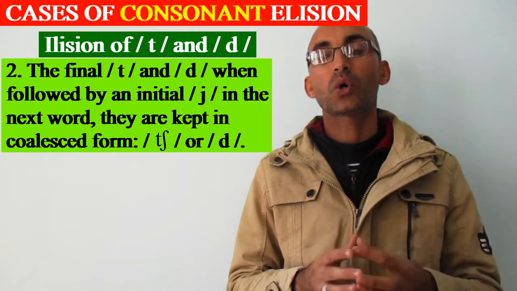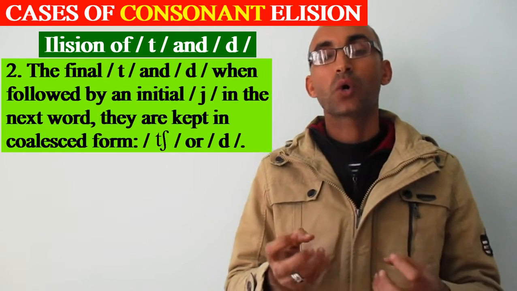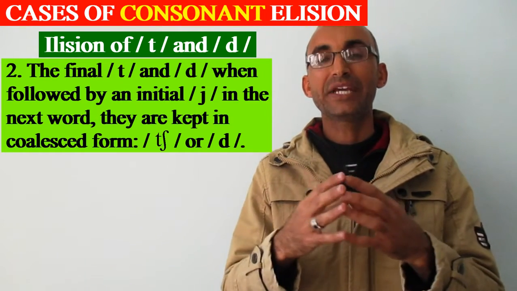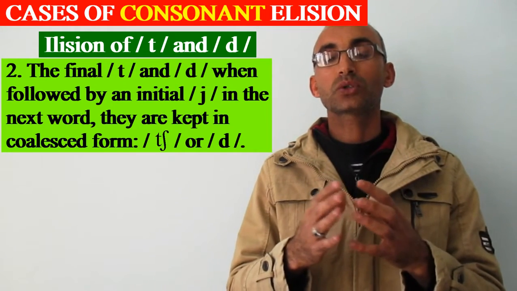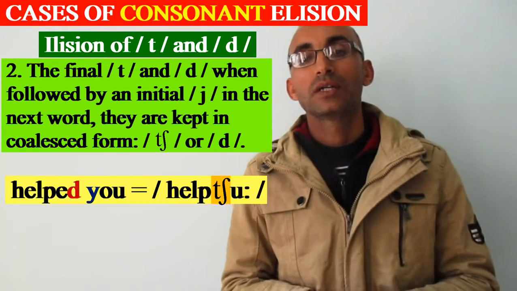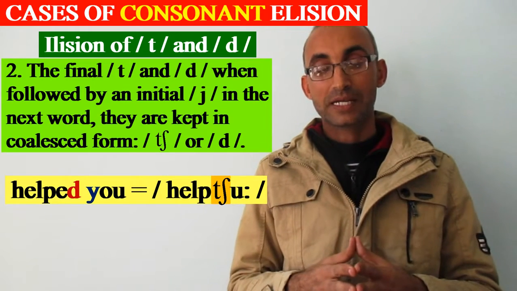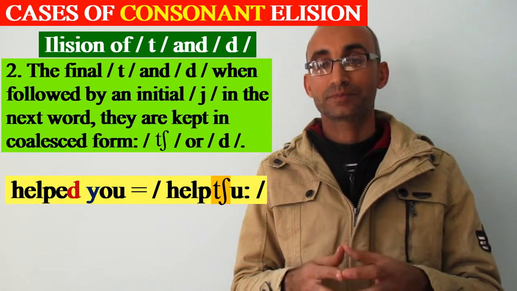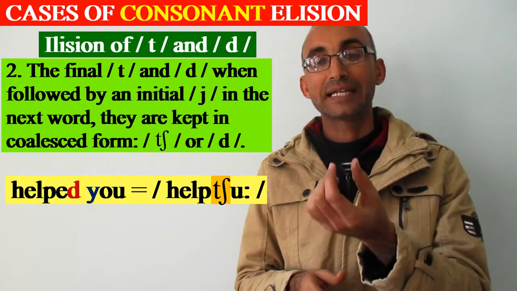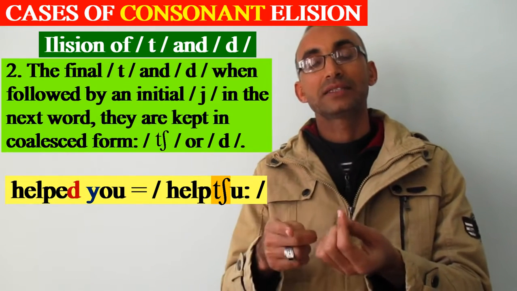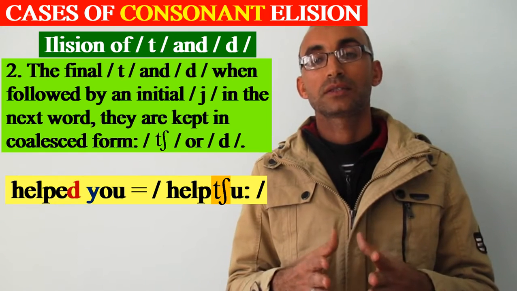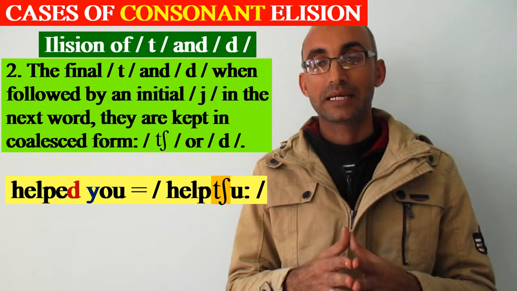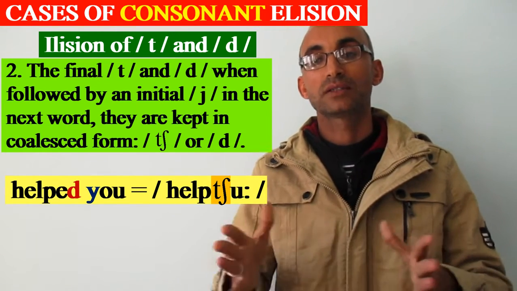Example, cha or j. They take the form of cha or j. They are, you can say, united in one sound, or consonant. Example, I have helped you. As you see here, we have final da in helped followed by ya. So pronounce it helped you. That turns into cha.